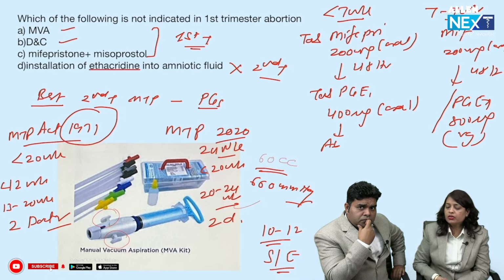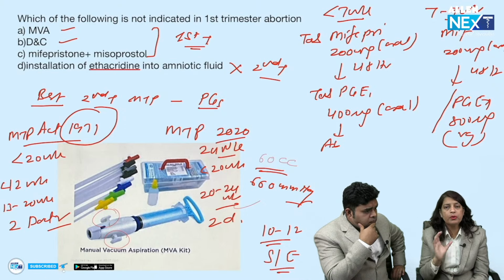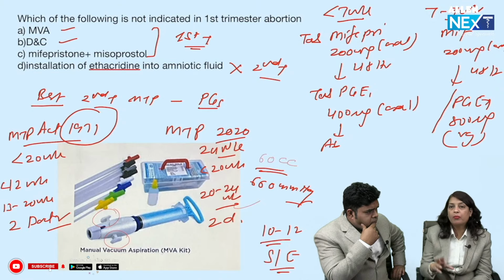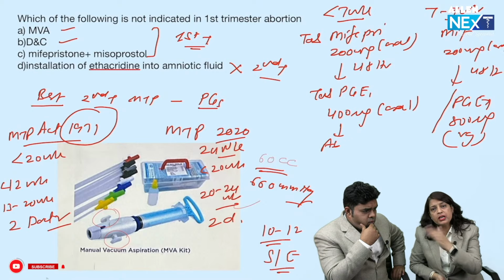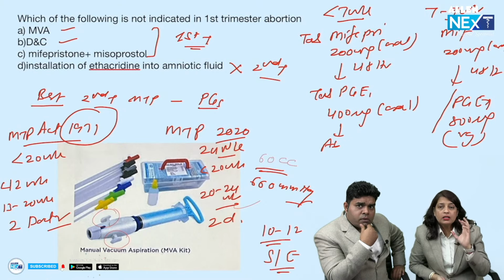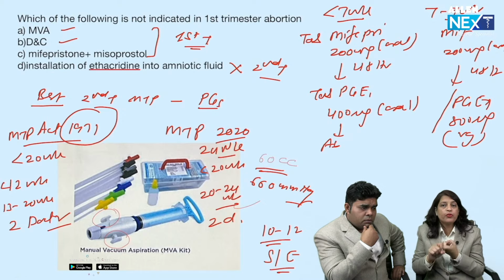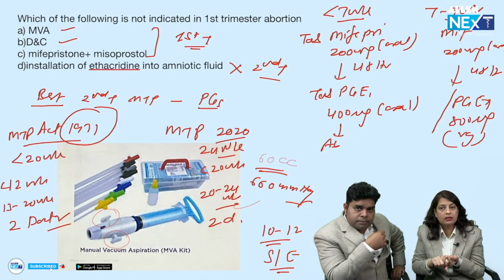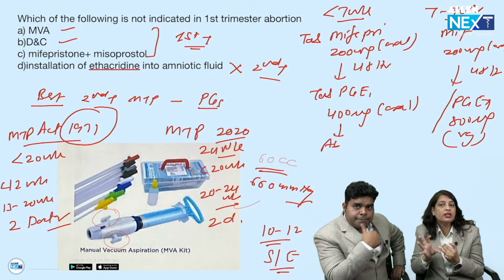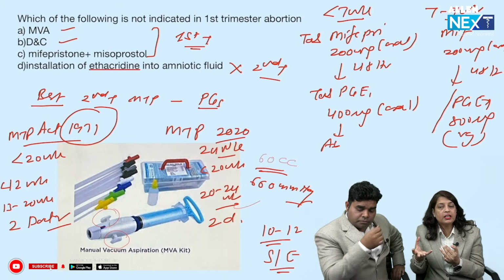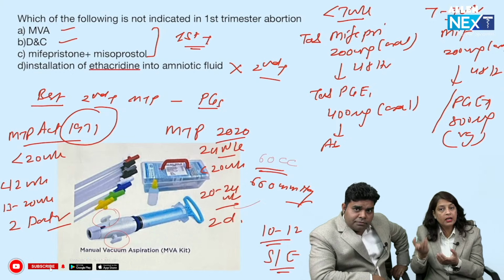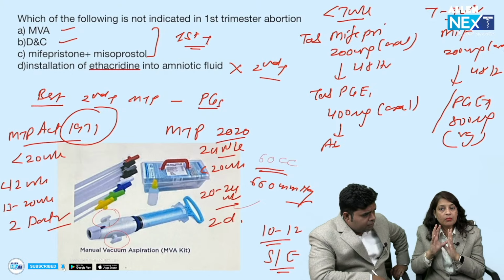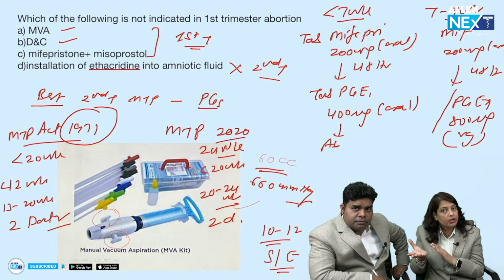There are many considerations in the MTP, so you should know the difference in the new Amendment Act. Now, why was there a need to change this MTP Act? Because of special cases like rape victims, unmarried women, and some congenital anomalies detected by ultrasound or echo after 20 weeks. There was a need for amendment, because in these cases they had to continue the pregnancy.